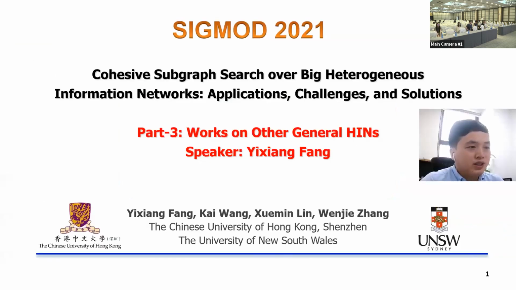Hello everyone, my name is Yi Xiang. I'm an associate professor at the Chinese University of Hong Kong, Shenzhen. I'm going to present the existing works about cohesive subgraph search on general heterogeneous information networks.